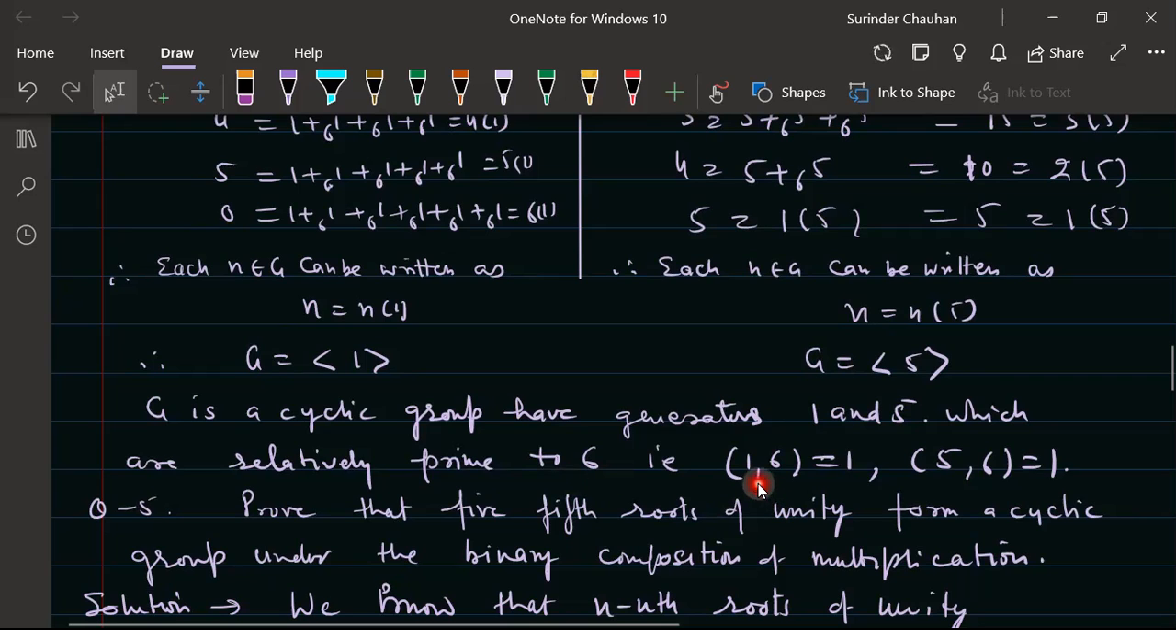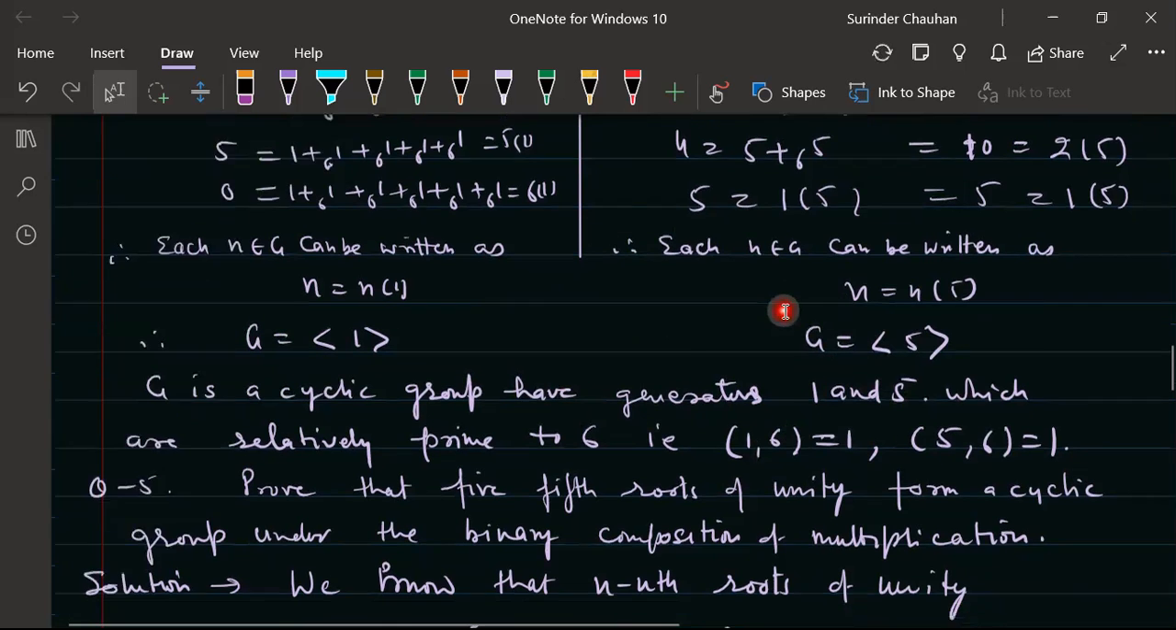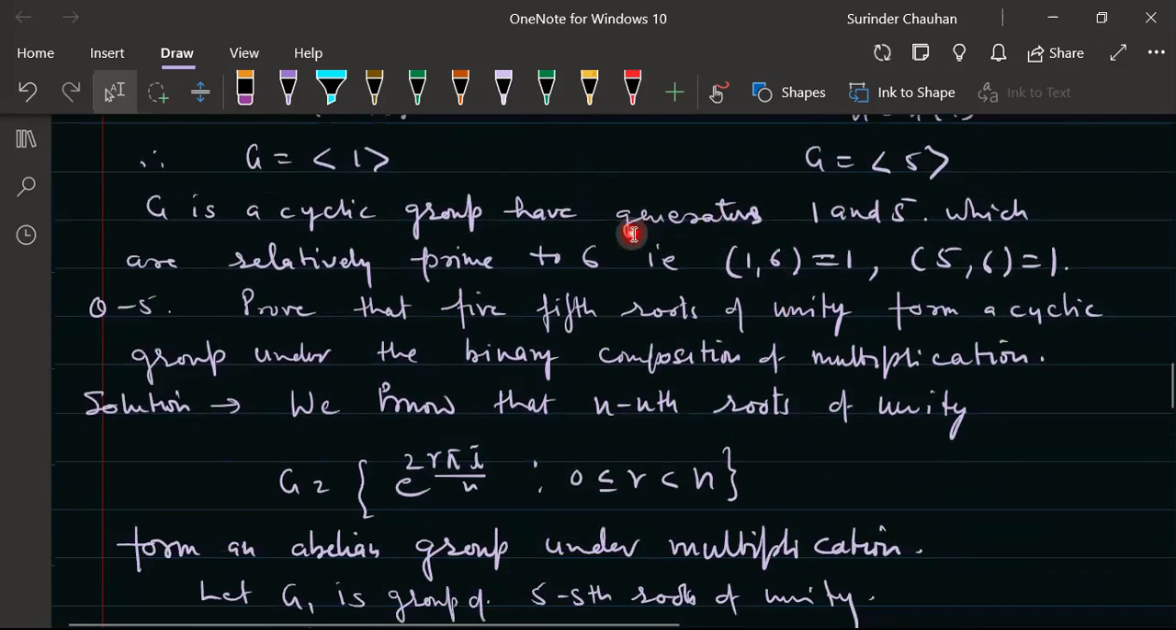That means the gcd of 1 and 6 is 1, and the gcd of 5 and 6 is 1. So all the numbers less than 6 which are relatively prime to 6 can act as a generator for the group under addition modulo 6. We'll see other examples in further study.